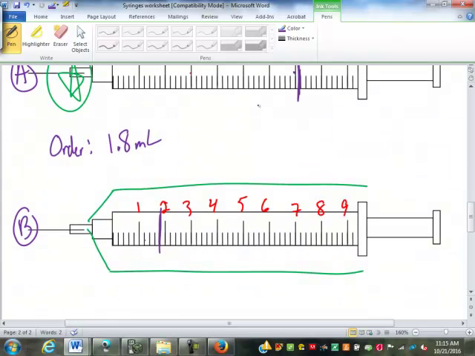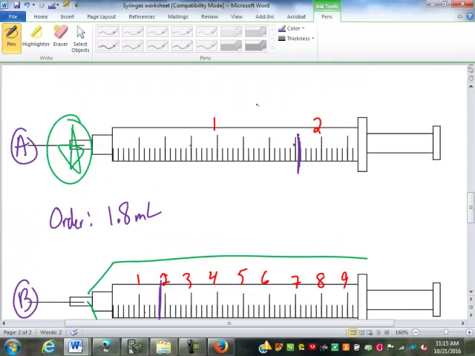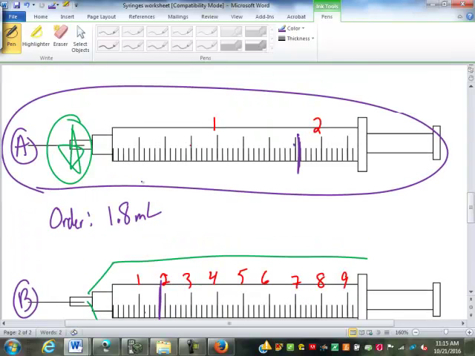So down here, A is a better option because it's going to be a narrower syringe. We want to match the size of our syringe with the size of our dose. So here, the syringe is almost full to give them the dose. So there's going to be less error. Whatever little bit we're off is going to be less medication, less total volume.